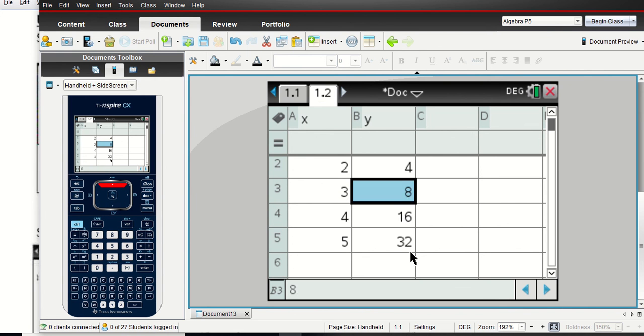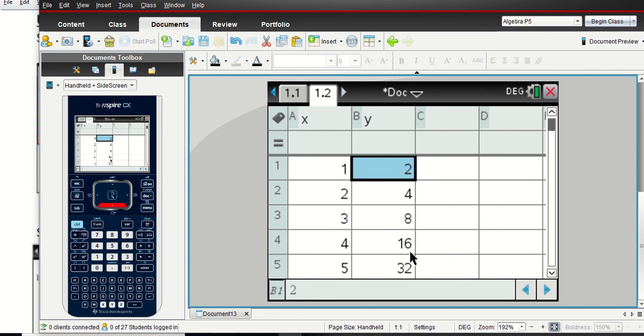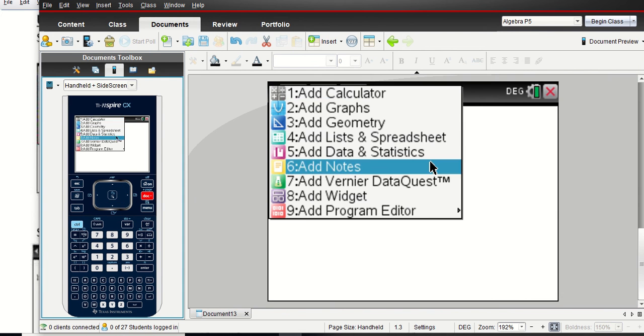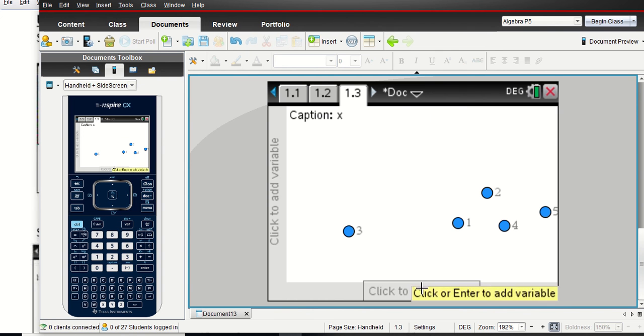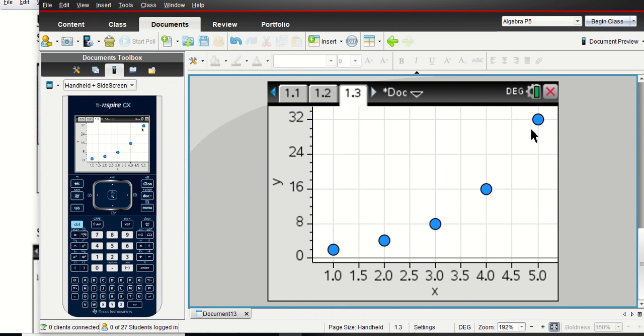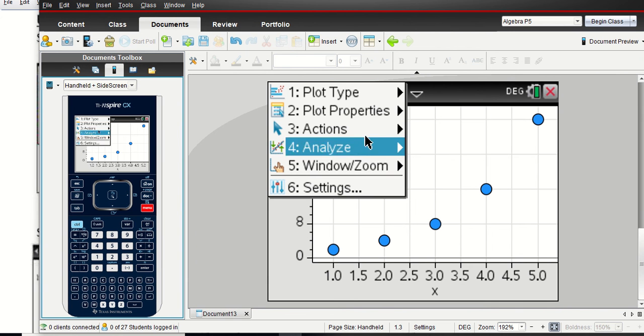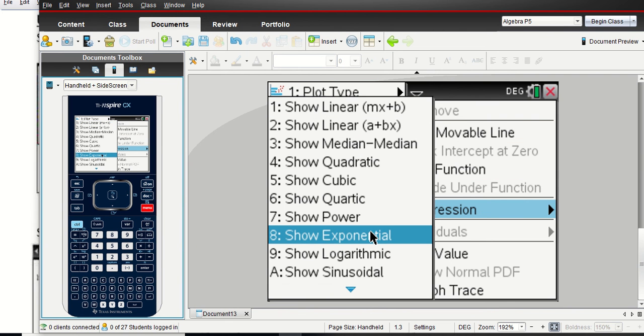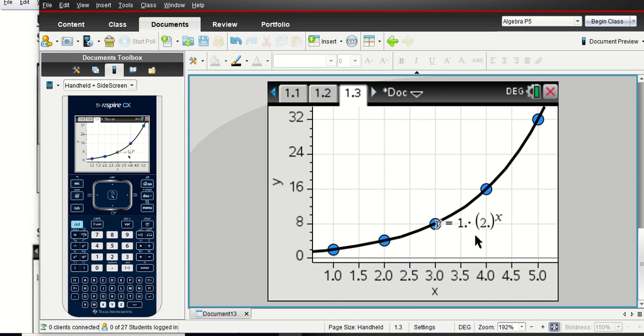So if I want to get the equation that is modeled by this data, and I know it's exponential, what we can do is we can import a graph. We can do data and statistics, and I can choose my variables, x and y. We can actually see the curve here, right? You can see that it models up. So we can go to Menu, Analyze, Regression, and I'm going to go to Show Exponential, and there's my formula, 1 times 2 to the x, okay? So that's a way to get it here.